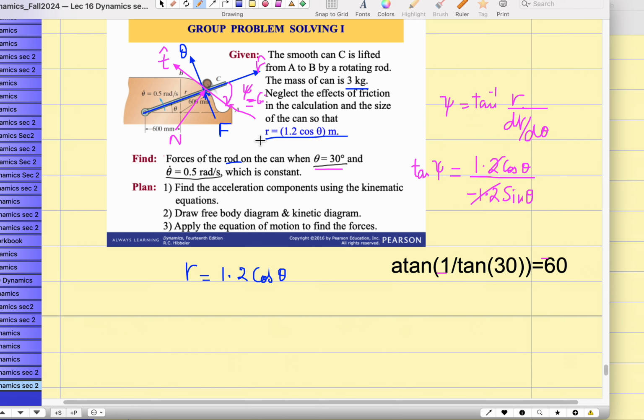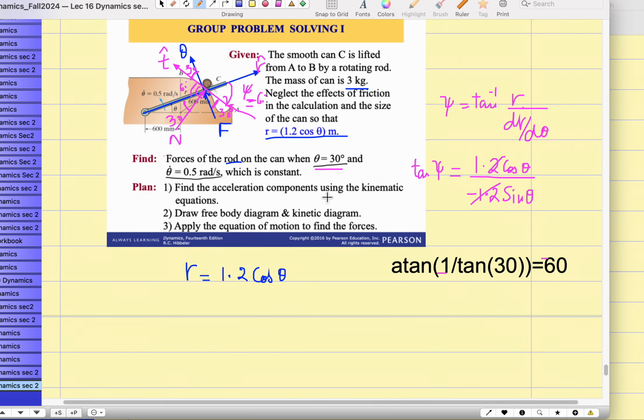If it is 60 degrees here, what is this angle? Because radial and transversal are 90 degrees apart, this is 30 degrees. And what is this angle? Sorry, this angle is 30 degrees. And what is this angle? This is 60 degrees. If this is 60 degrees, this is 30 degrees, because tangential and normal are perpendicular to each other.